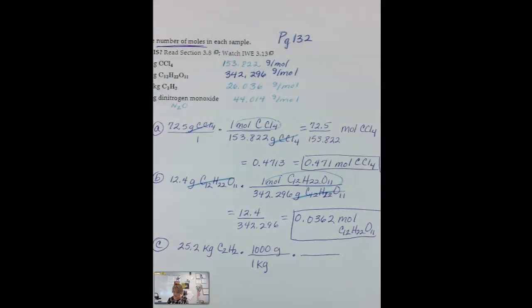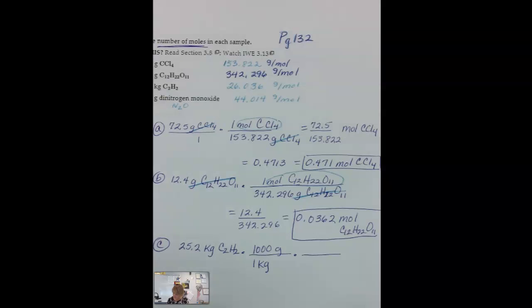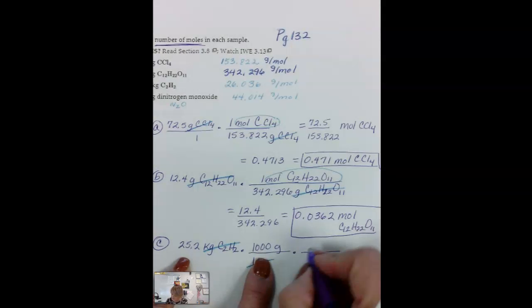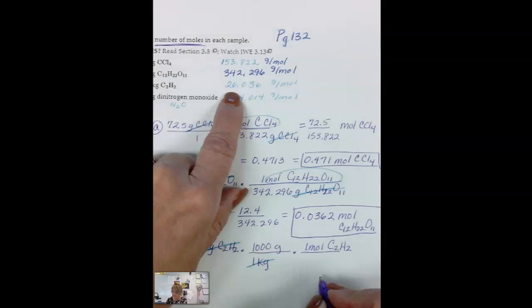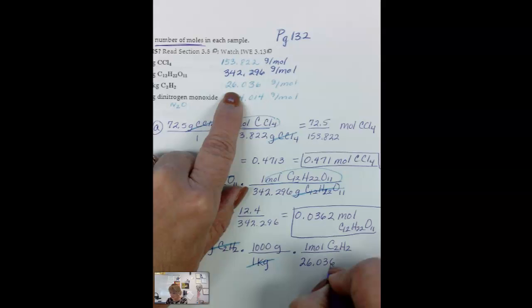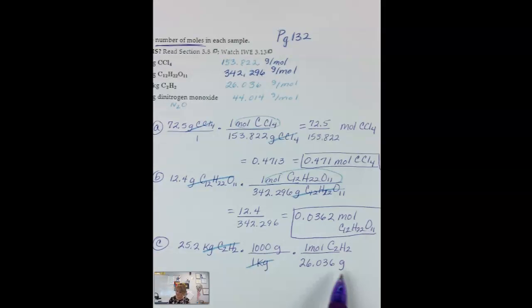So again, I have kilograms. So now I am labeled in grams. And now I'm going to do my 1 mole is, and again, my value is up here. So that is 26.036 grams. Okay, grams per mole. I'm going to go back in and I've got my grams canceling with my grams. So if you look at that, everything has canceled. All I'm left with is moles.